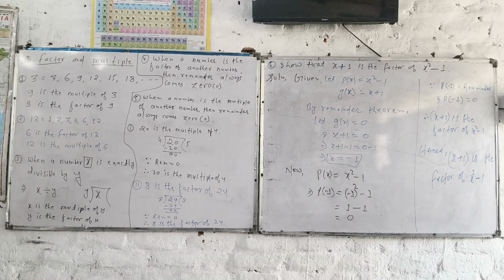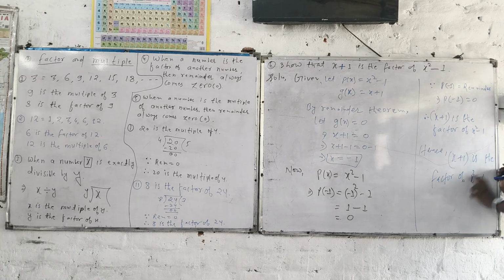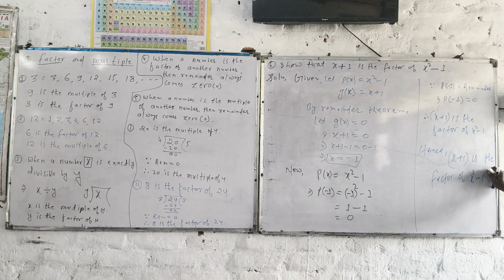Understood, guys? So you have to solve the question. When the word is saying multiple, then you will just write this thing first: x square minus 1 is the multiple. Copy.